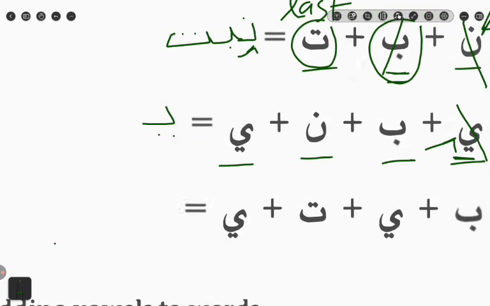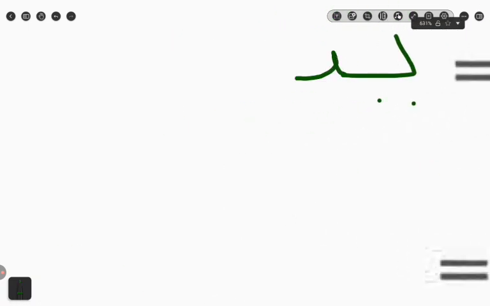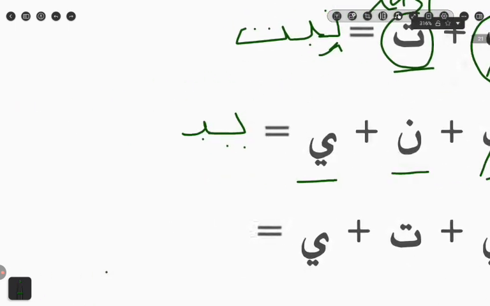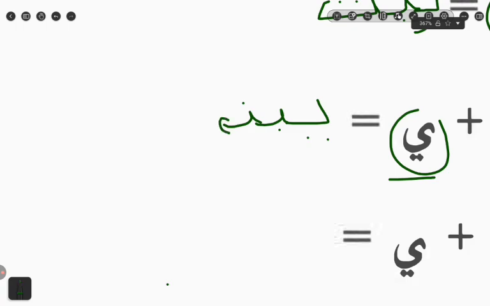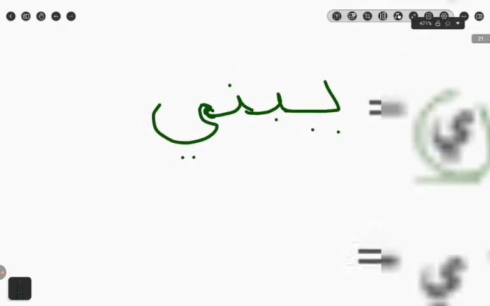Okay, then we have ba is the middle letter, so we're gonna chop it and take only this part, so we're gonna connect it to ya, and put a dot below. And then we have noon, so it's also a middle letter, so we're gonna chop it and take only this part and connect it to the previous letter, which is ba, and put a dot below, which is this one. Okay, and then we have ya, the last one, so we will put it in its full shape and connect it to noon, the previous letter.